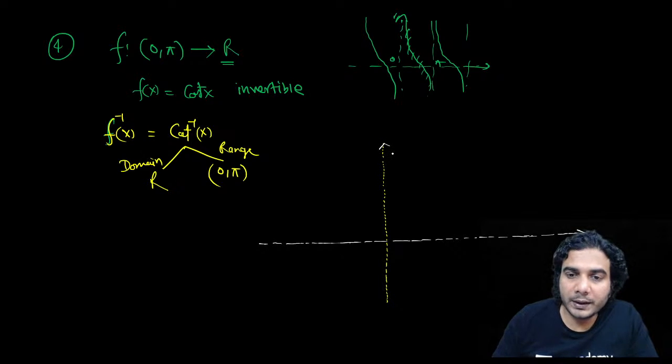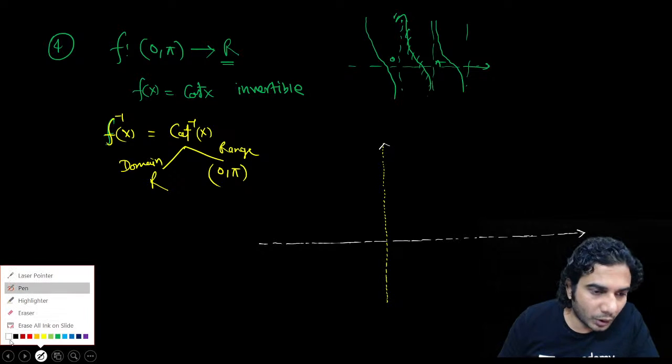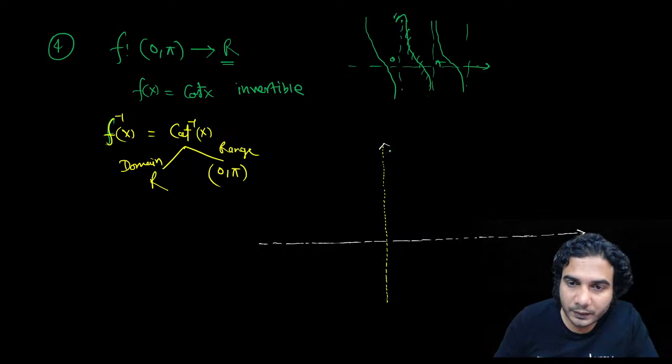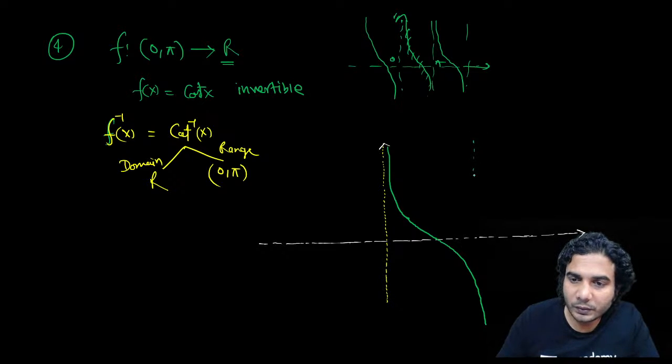Okay, so if I plot the graph of cot inverse, first let me plot the graph of cot, whose inverse we are going to plot. So this is the graph of cot. It will cut the x-axis at pi by 2, and it will go down vertically. It will become almost vertical and touch the line x is equal to pi, right?